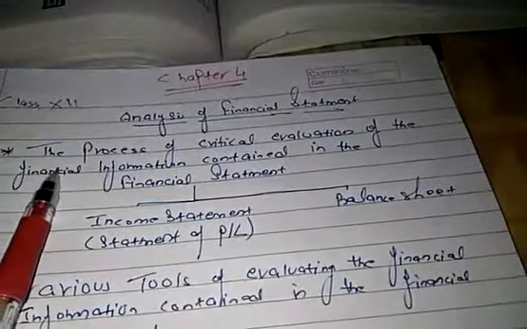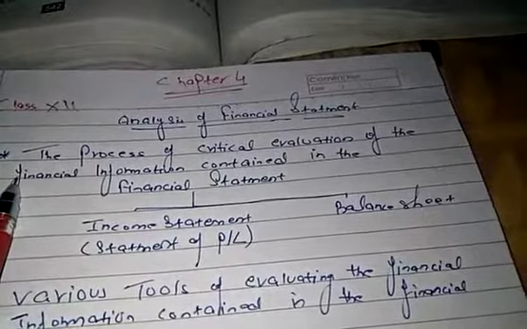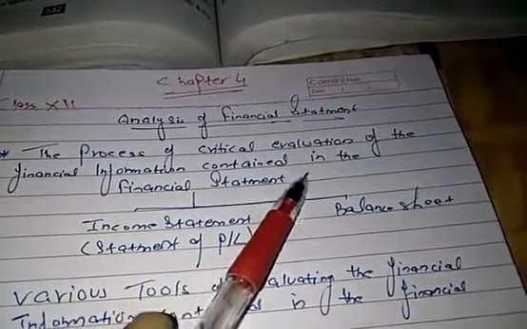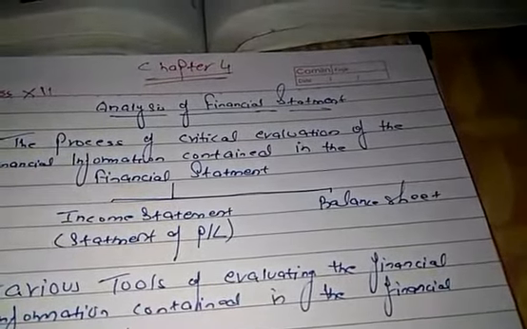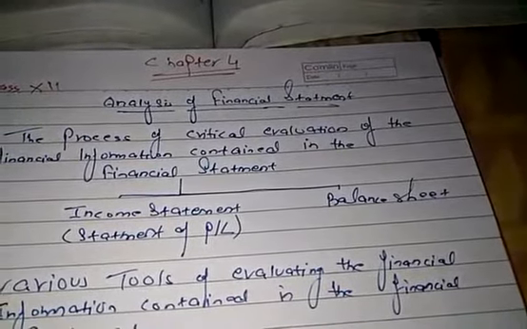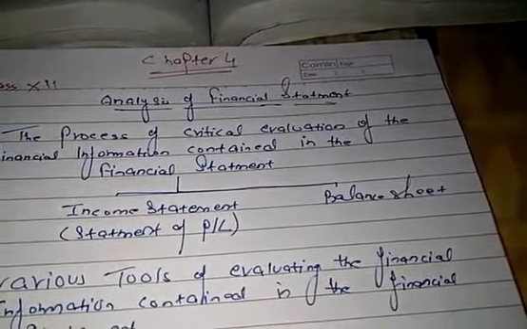What is analysis of financial statement? The process of critical evaluation of the financial information contained in the financial statement. It means there are various financial statements, like the statement of profit and loss and the balance sheet, and various financial information is mentioned in the income statement and balance sheet. So the critical evaluation of the financial information contained in the financial statements is known as analysis of financial statement. Why is this analysis important?